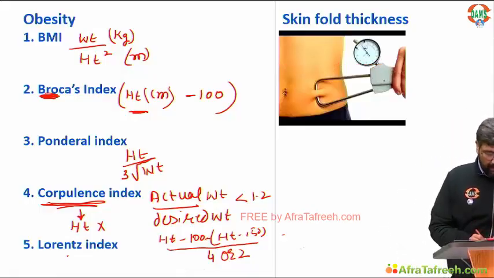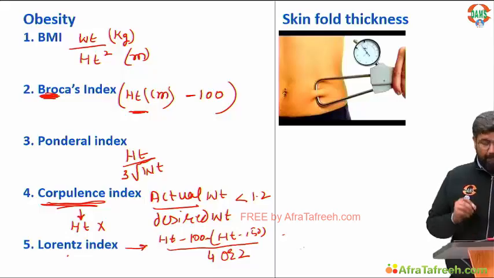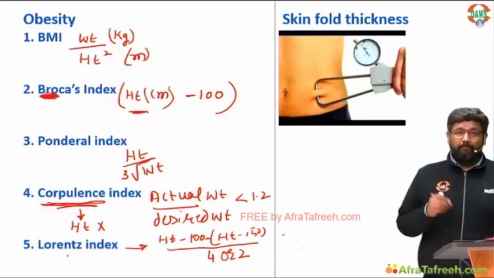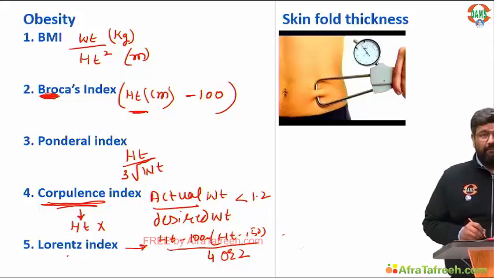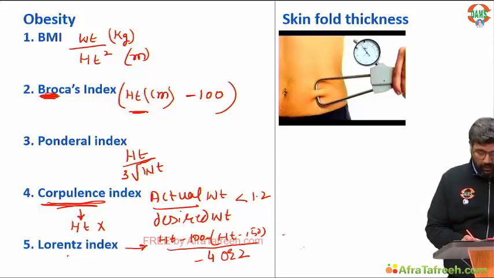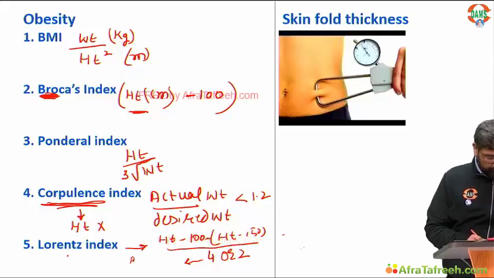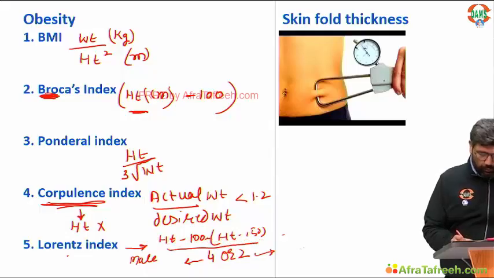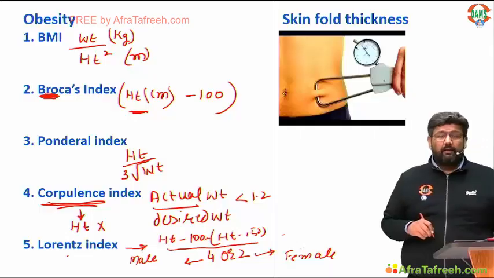And then we have Lorentz index: height minus 100 minus bracket height minus 150 divided by 4 if it is a male, and divided by 2 if it is a female.